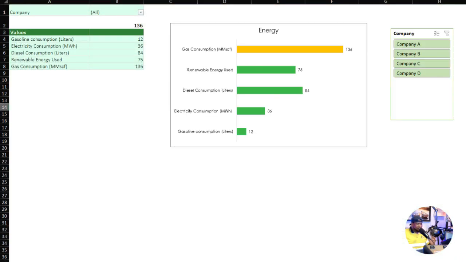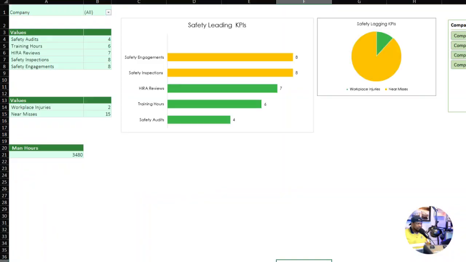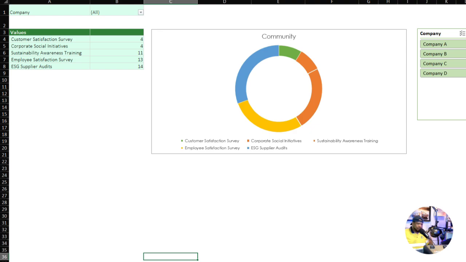And we have all of these reports that you can actually use for your ESG report. So you can put together a very nice ESG report that shows everything that you are doing. You have all of these visuals that you can use. Okay, so this is how exciting this is.